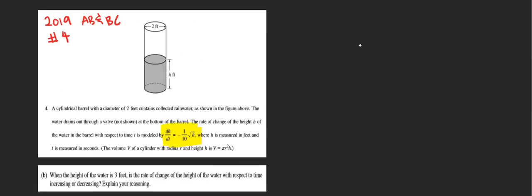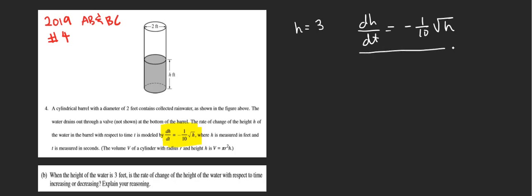Now let's take a look at part B. Part B says when the height of the water is 3 feet, the rate of change of the height, which is dh over dt, equals negative 1 over 10 radical h. Is the rate of change of the height of the water with respect to time increasing or decreasing? Explain your reasoning. So this represents the rate of change of the height with respect to time. Is this increasing when h is 3?